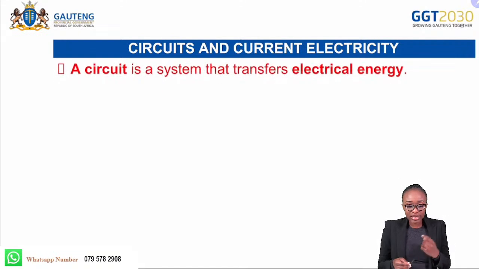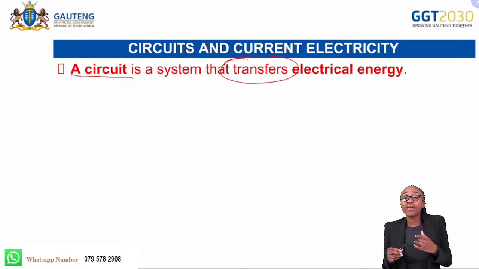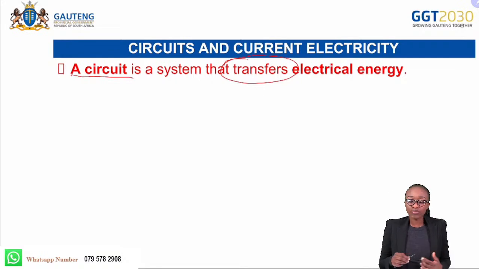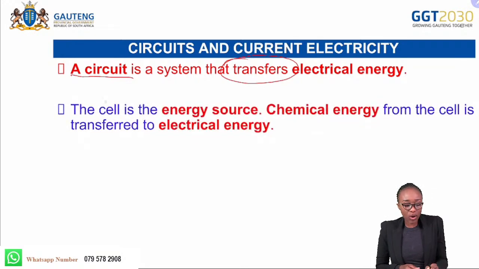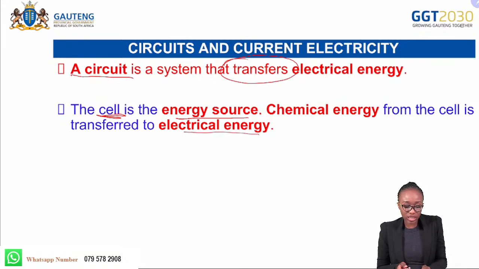Now a circuit is a system that transfers electrical energy. When we talk of the word transfer, it means something is moving from point A to point B. There is movement. Now the cell is the energy source. If you remember from your 7th grade, we learned about potential energy. So a cell is a source of energy, and chemical energy from the cell is transferred to electrical energy.